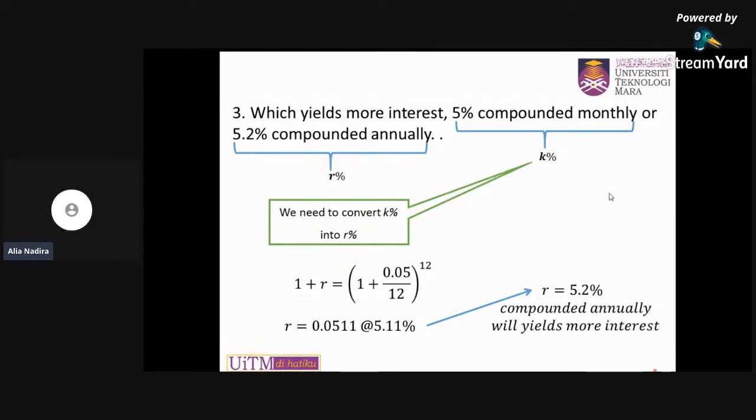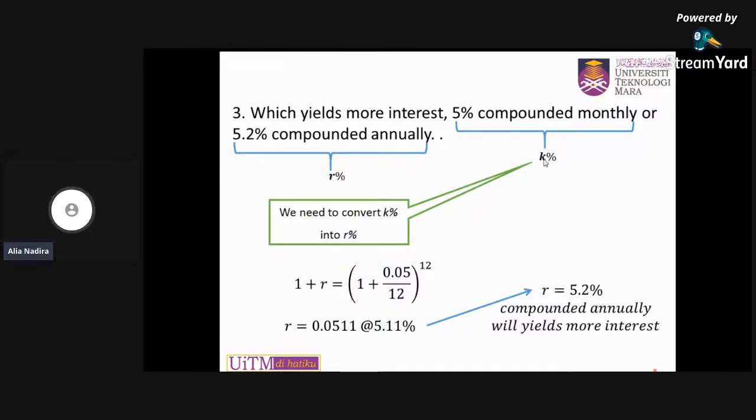Okay, this one is, let's say you nak buat comparison. Which yield more interest, 5% compounded monthly ke 5.2 compounded annually? So, you ada satu. Kalau annually is R lah. So, kita nak compare. So, how to compare? So, bila nak comparison, kita kena convert dulu. Kita tak boleh convert. This one is R, this one is K. Okay, so terpulang pada you nak convert macam mana.